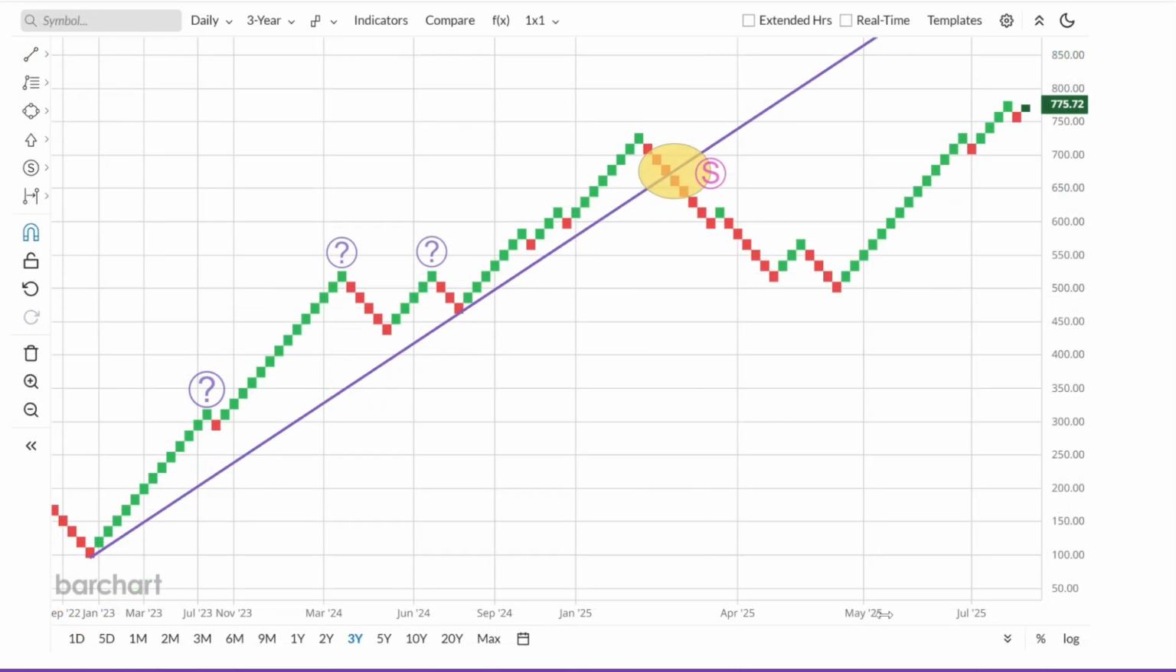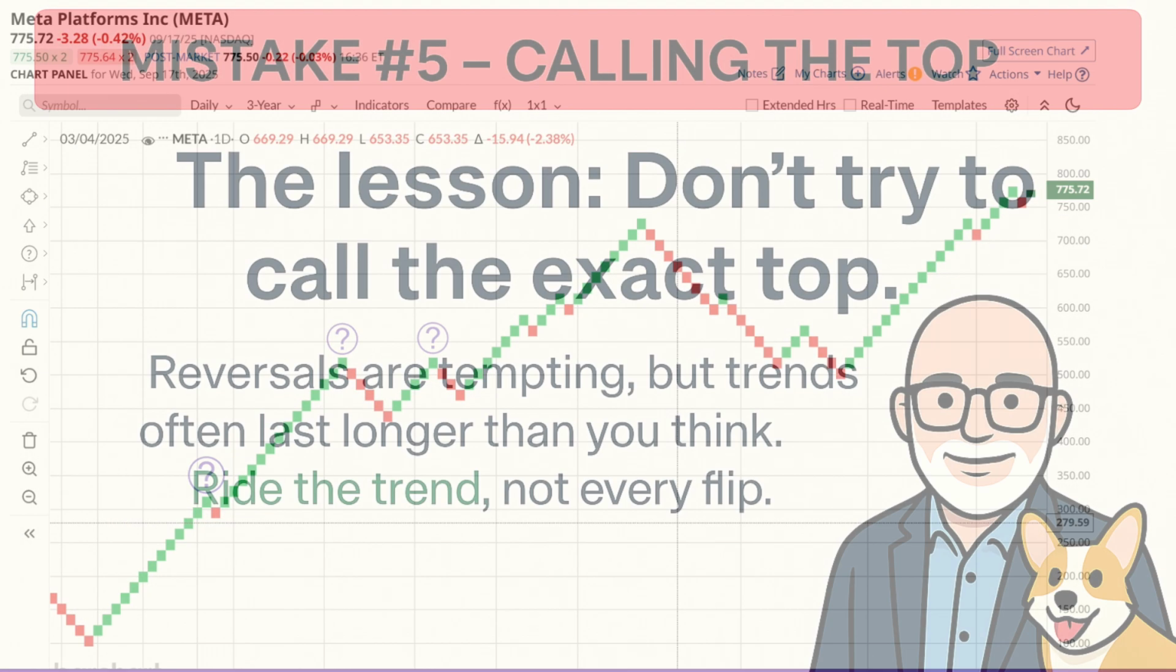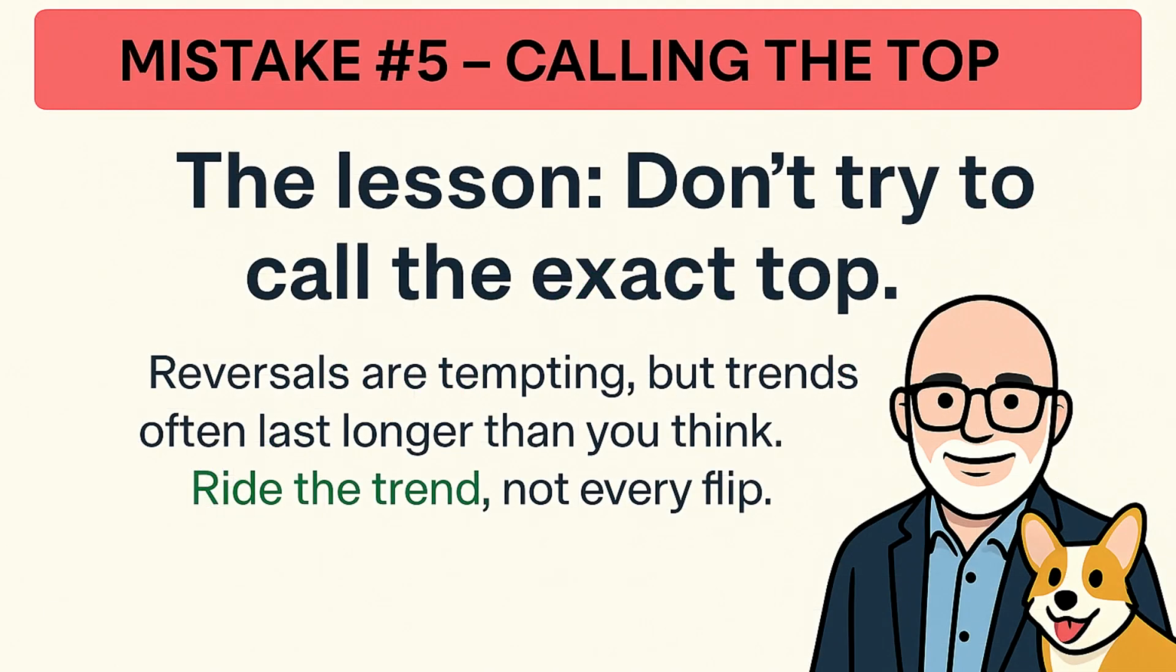But if you had simply followed the uptrend line, you could have ridden the move from $150 to somewhere in the $650 to $700 range before a natural exit. And that kind of trend capture is where Renko really shines. The lesson: don't try to call the exact top. Reversals are tempting, but trends often last longer than you think. Ride the trend, not every flip.